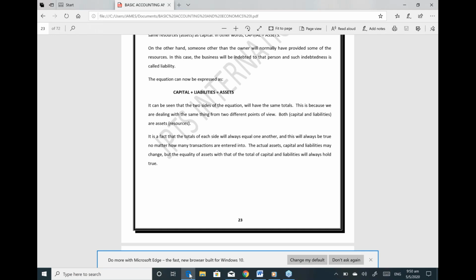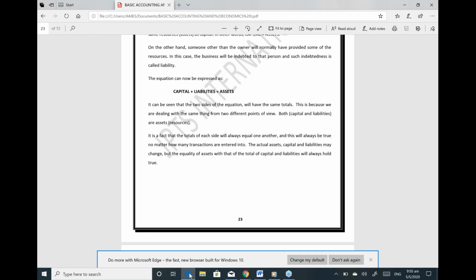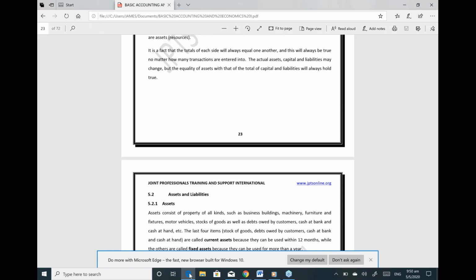It can be said that the two sides of the equation will have the same total. This is because we are dealing with the same thing from two different points of view, that is, both capital and liability, and asset, resources. It's a fact that the total of each side will always equal one another, and this will always be true no matter how many transactions are entered into. The actual assets, capital and liability may change, but the equality of asset with the total of the capital and liability will still hold true.